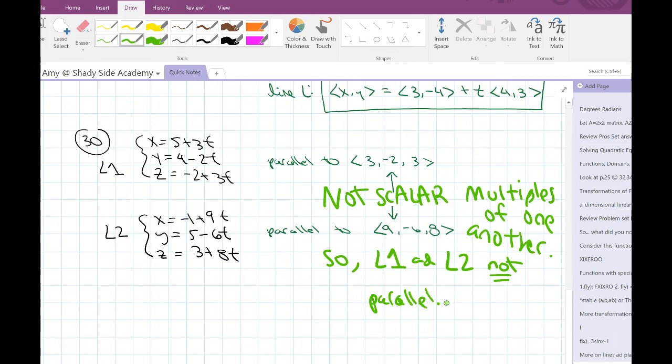Okay, now I'm going to ask this question. In 3 space, because we are in 3 space, if two lines are not parallel, does that mean they must intersect? Let's bring it down a dimension. In 2 space, if two lines are not parallel, must they intersect? Yes. In 3 space, if two lines are not parallel, must they intersect?